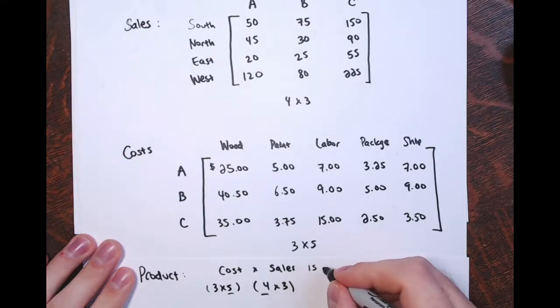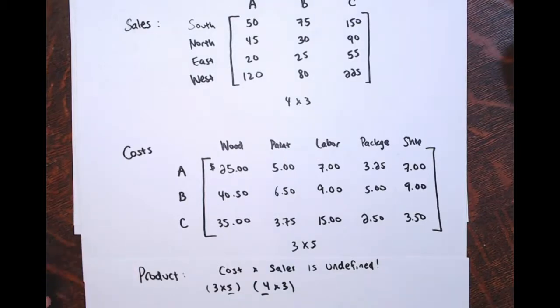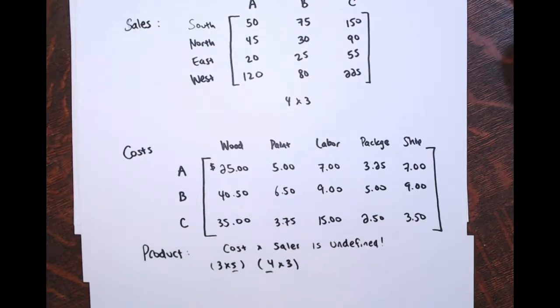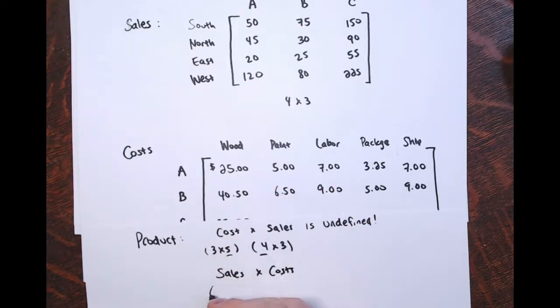So cost times sales has no meaning. Cost times sales would be undefined. But the other way around has some meaning. Sales times cost. The sales matrix, a 4 by 3, times the cost matrix, a 3 by 5. So the resulting product, since these two inner numbers are the same, would be a 4 by 5.